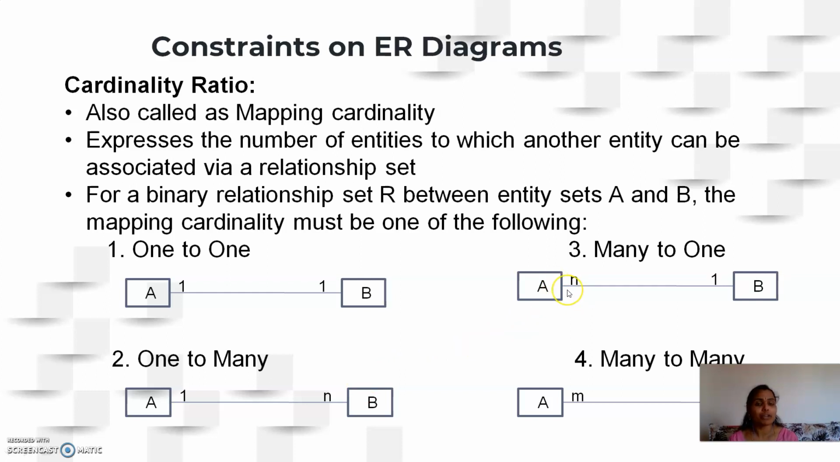So n entities from A can participate in the relationship set R with at most one entity from the entity set B. Then many-to-many, any number of entities from A can participate in the relationship set R with entities in the entity set B. So these are the 4 cardinality ratios that are available with the relationship set.